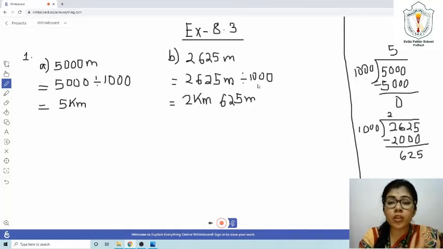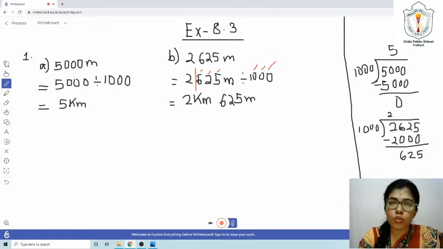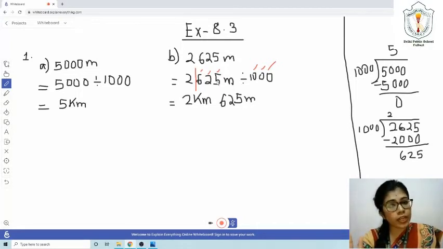You see the number of zeros here. Here are 1, 2, 3 zeros. From your right hand side on this number, you start counting 1 2 3, since 3 zeros are there. So we separate these three digits. 2 is remaining, and 6 2 5 we are taking out, since there are 3 zeros, so 3 numbers. Now what is remaining? 2 is remaining. So you see, 2 kilometer and 625 meter.